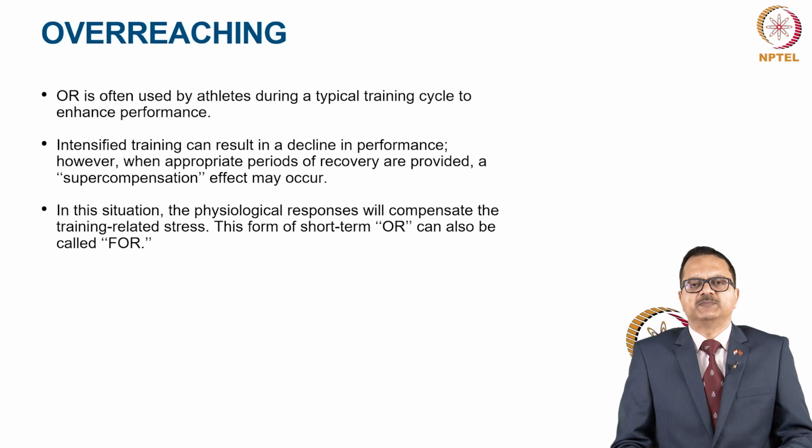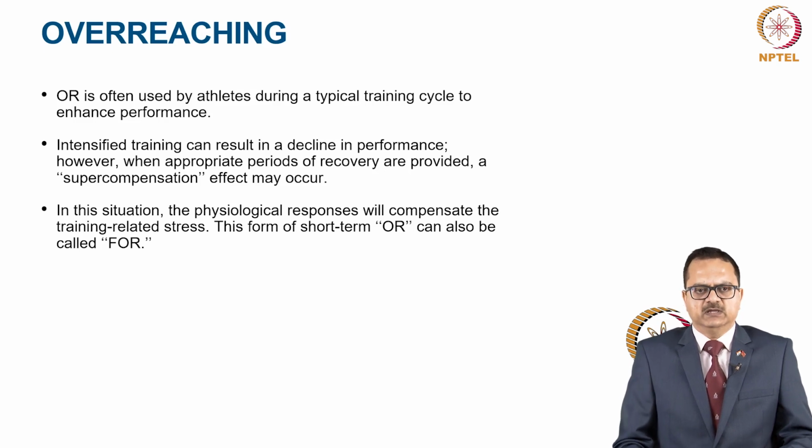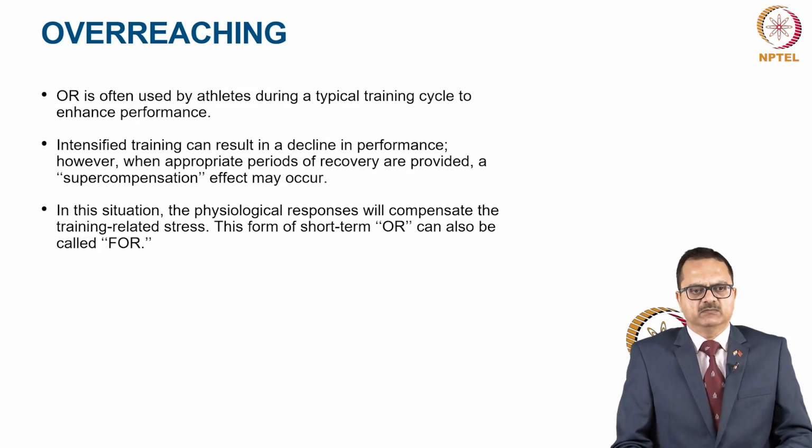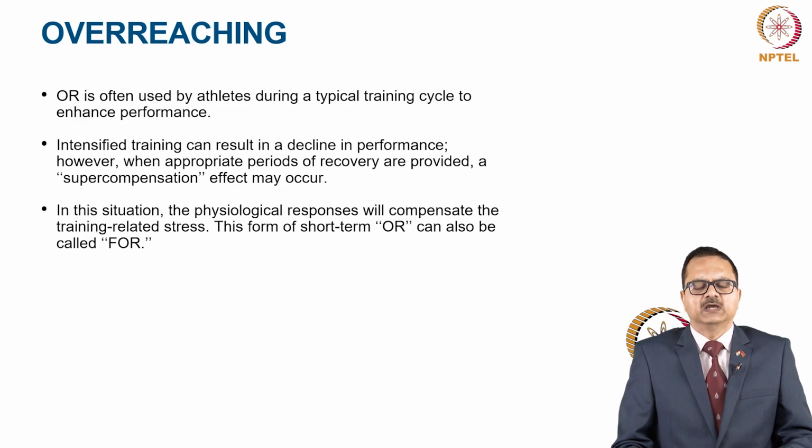Overreaching is often used by athletes during a typical training cycle to enhance performance. Intensive training can result in a performance decline. However, if you provide adequate periods of recovery, a supercompensation effect may occur. In this situation, the physiological responses will compensate for the training-related stress. This form of short-term overreaching can also be called functional overreaching.